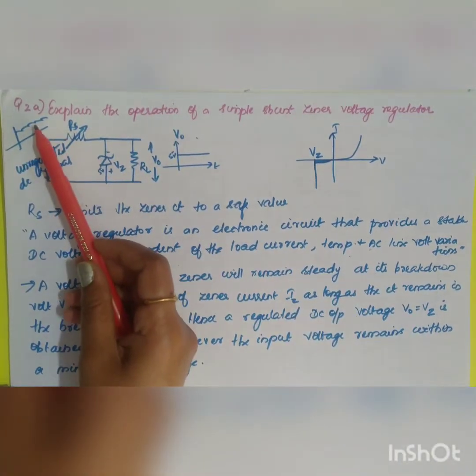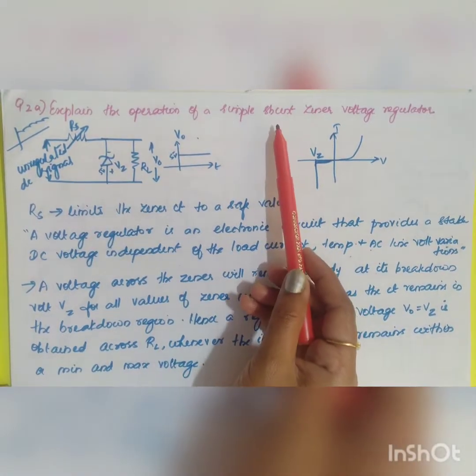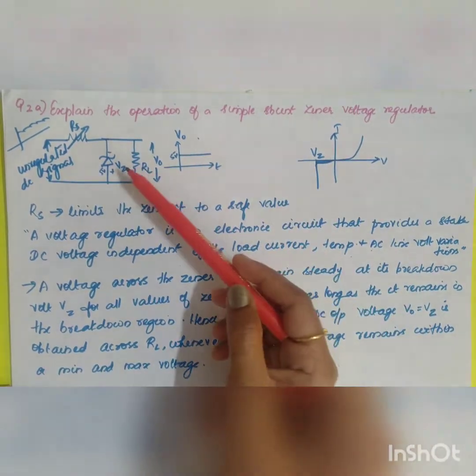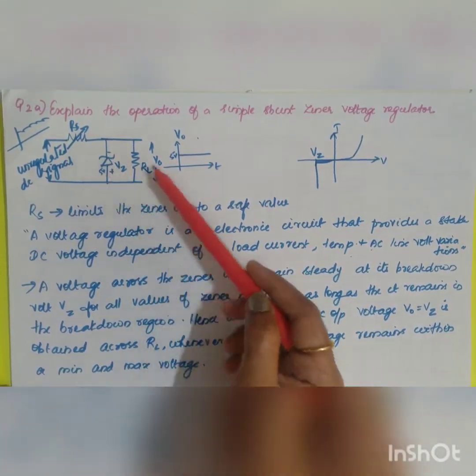Next question is question 2a. Explain the operation of a simple shunt voltage regulator. Okay, so voltage regulator, Zener diode voltage regulator.